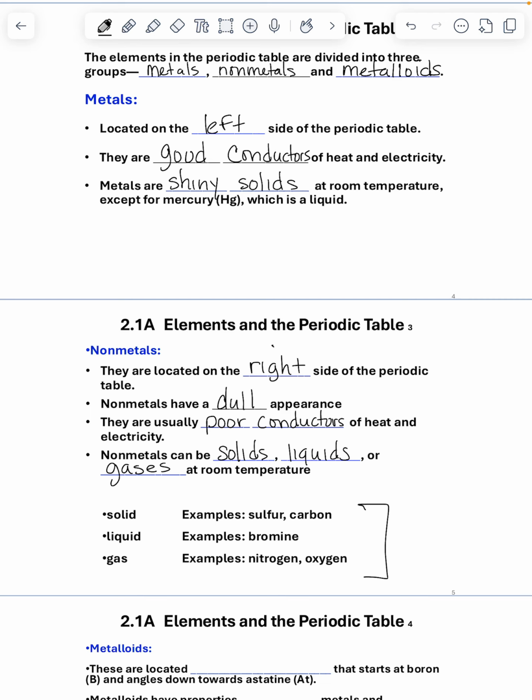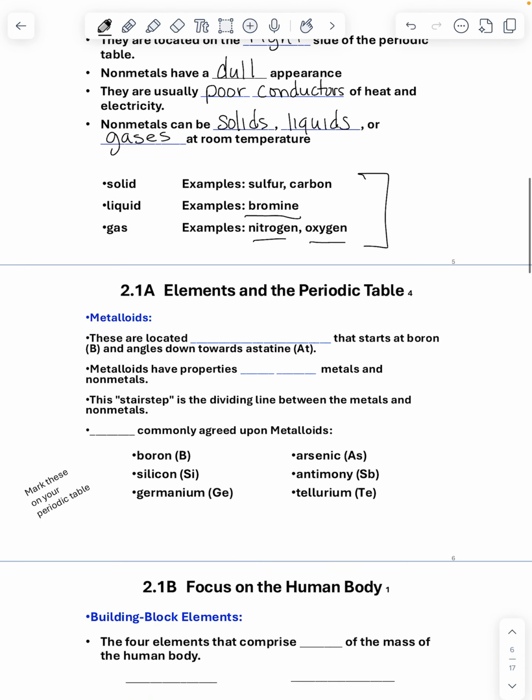So down below there are some examples of nonmetals. Sulfur and carbon are nonmetals and they're solid at room temperature. Bromine, which is something we know a lot about in South Arkansas, is actually liquid at room temperature. And then we have some gases, nitrogen and oxygen. Gases at room temperature, so they come in all varieties.